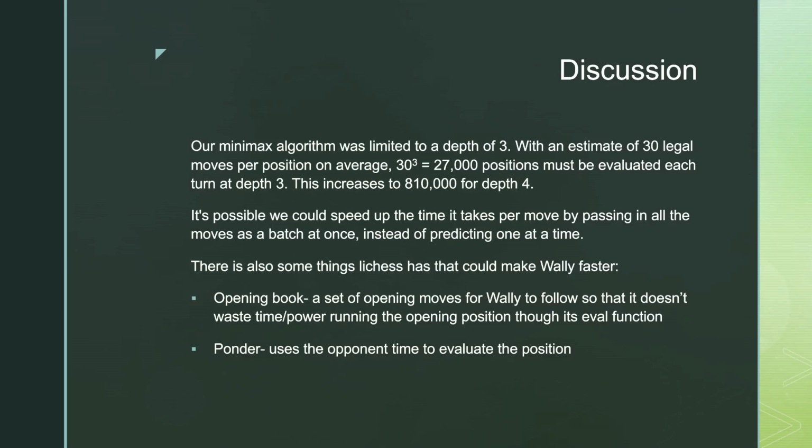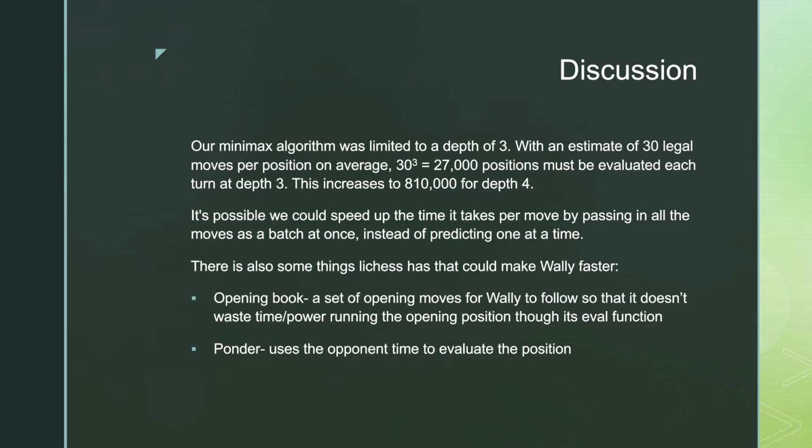Now for some discussion and where we would like to develop next if we had more time on this project. So our minimax algorithm was limited to a depth of 3 with an estimate of 30 legal moves per position on average, which is 30 to the third or 27,000 positions that must be evaluated each turn at depth 3. This increases exponentially to 810,000 if we were to increase it to a depth of 4.